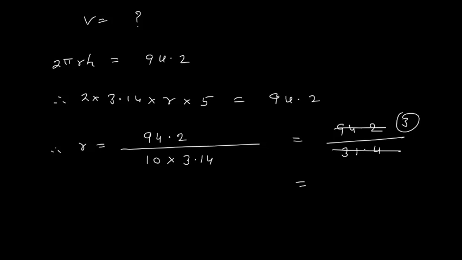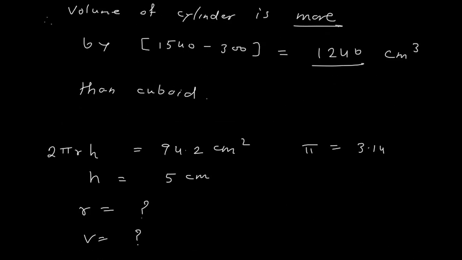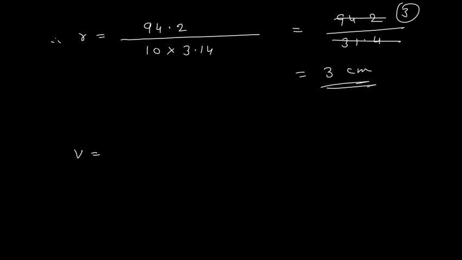So from the unit place you can understand how you can divide. So here I got 3 centimeter. So 3 centimeter is the radius. Now once I got the radius, I can find out the volume. Volume V: now again 2 pi rh is given and I want pi r square h. So no worry, volume is equal to pi r square h is equal to 3.14 into 3 square into the value of h, which is 5 centimeter.